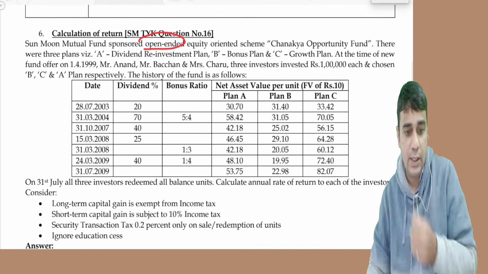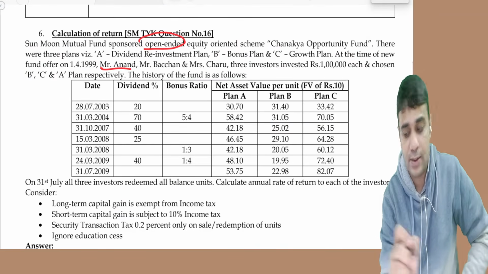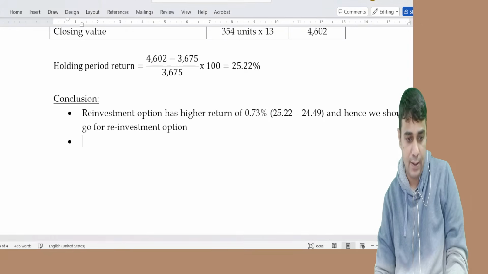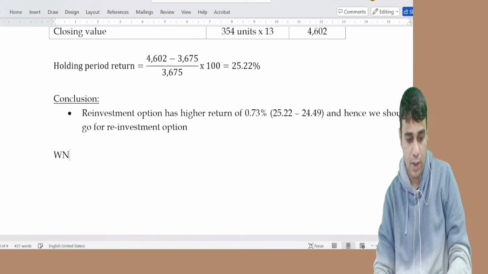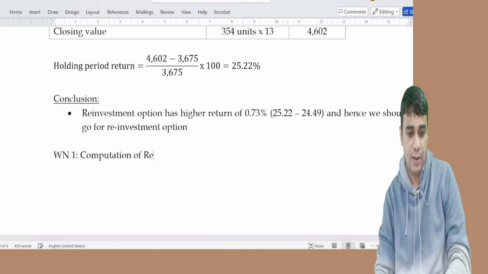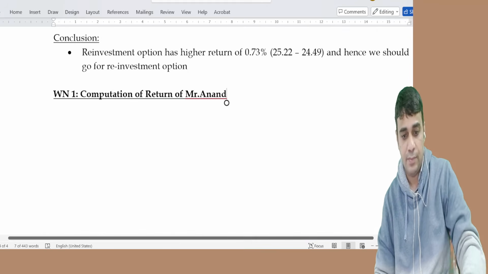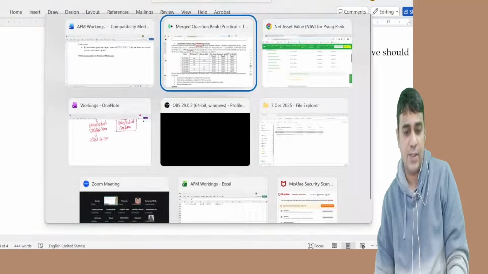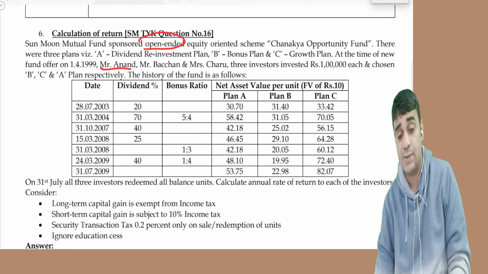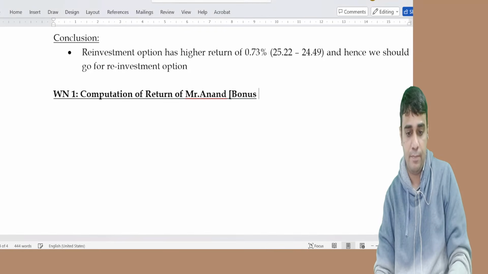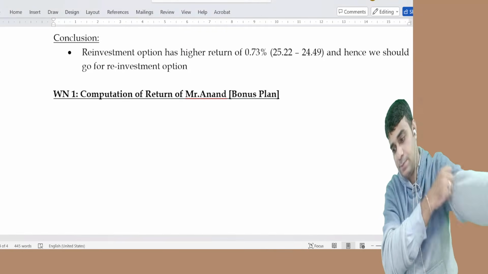So let's first do the analysis of Mr. Anand. Computation of return of Mr. Anand. Working note 1. Computation of return of Mr. Anand. In bracket, Anand has invested in which scheme? Payout, reinvestment, growth, bonus. Which one has he done? Okay, in bracket, bonus plan.